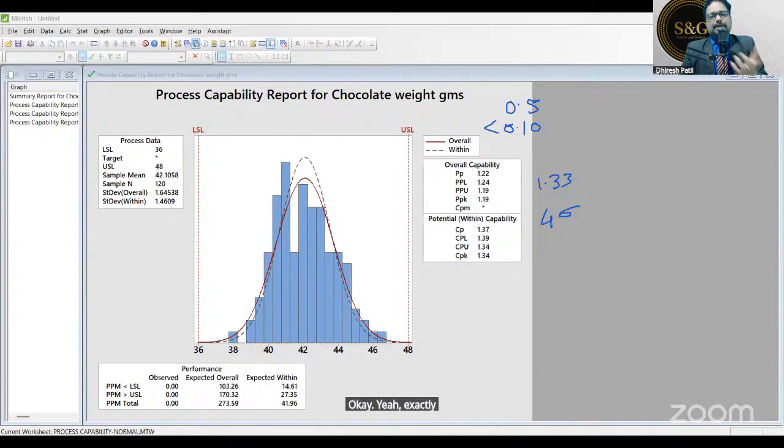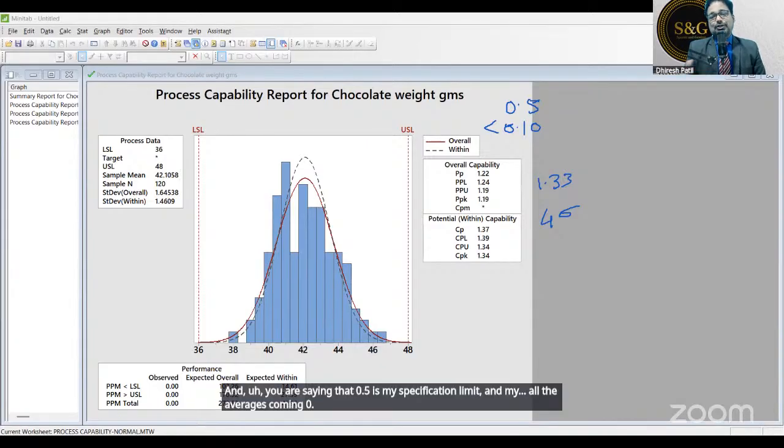See, if my process is showing capable and you are saying that 0.5 is my specification limit and the average is coming 0.1, then that means I'm already within the specification. It is a 4 sigma process, so I would be more than happy.